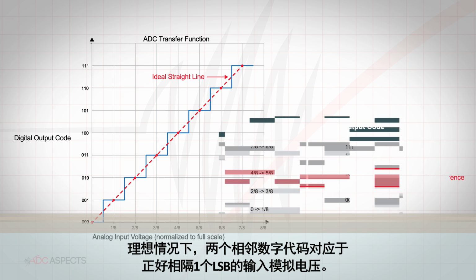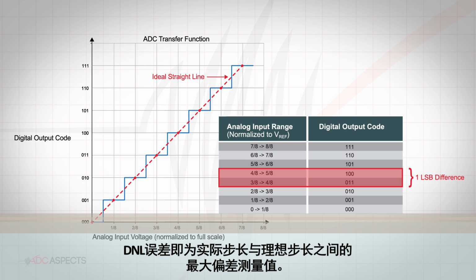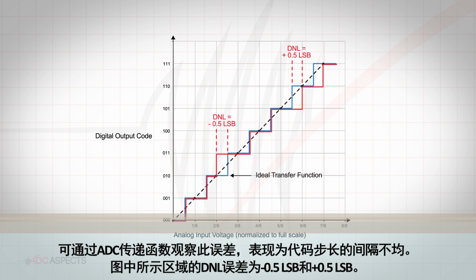Ideally, any two adjacent digital codes correspond to input analog voltages that are exactly 1 LSB apart. DNL error is the measure of the maximum deviation between actual steps and the ideal steps. This can be observed on the ADC transfer function as uneven spacing of the code steps. The presented figure shows areas where the DNL error is -0.5 LSB and +0.5 LSB.